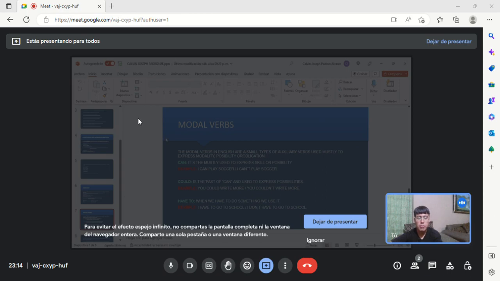We have the modal verbs. The modal verbs in English are a small type of auxiliary verbs used mostly to express modality, possibility, and obligation. For example, can is mostly used to express skill or possibility. For example, I can play soccer. I can't play soccer. Could is the past of can and is used to express possibilities.